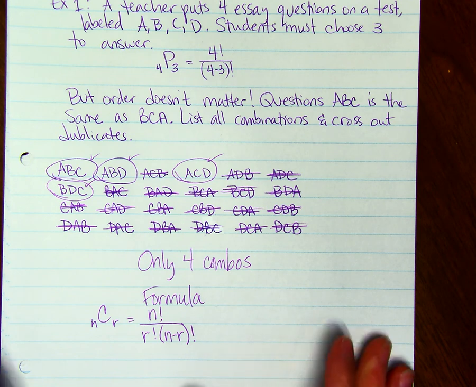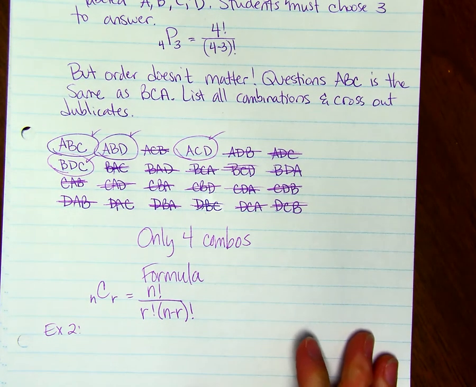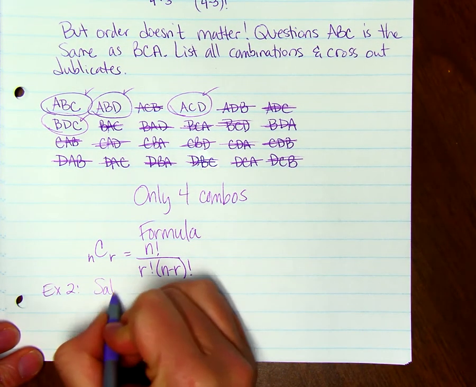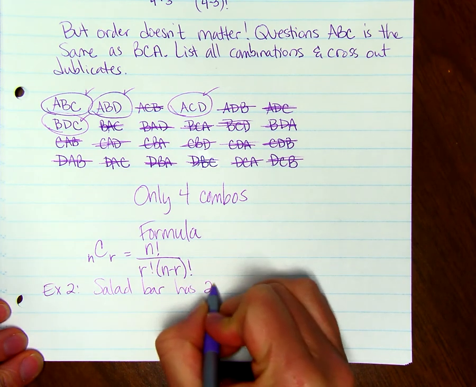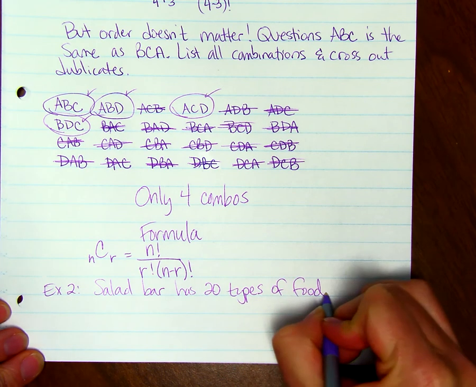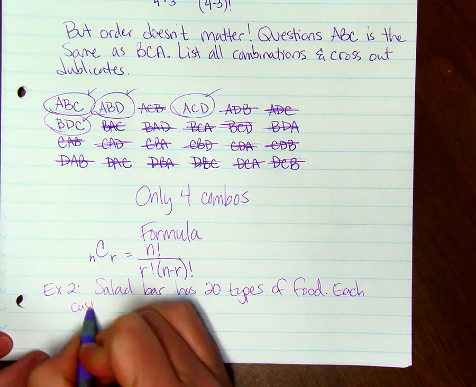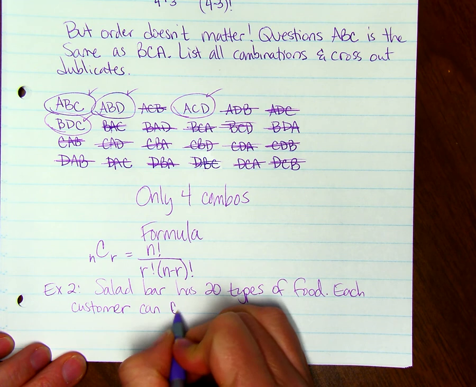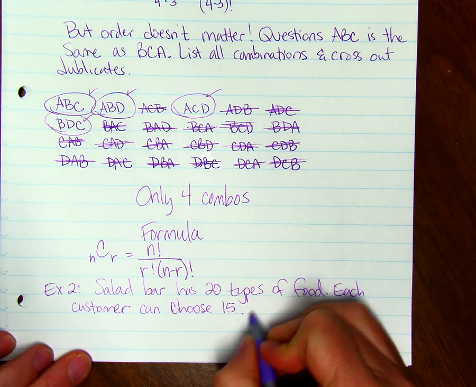So here's an example, and we can use the formula this time instead of trying to list them all out. It's really nice when you have a lot to choose from. Here's our example. We have a salad bar, and it has 20 types of food. So you could put any of these 20 types on your salad. Now each customer can choose 15. How many possible combinations are there?